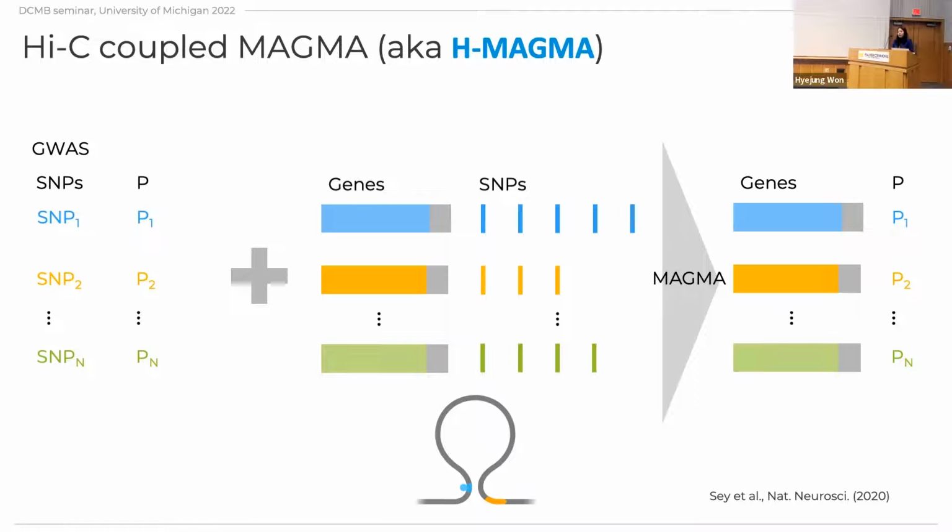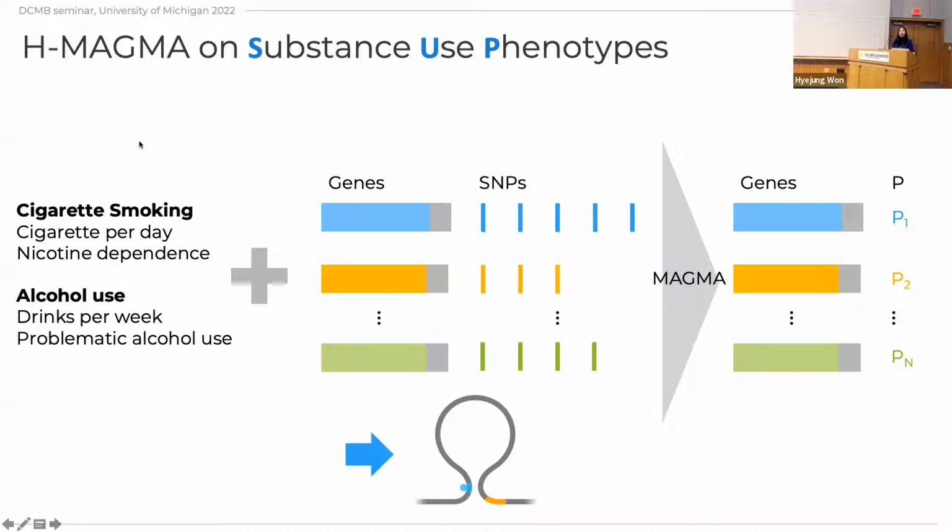Using this schematic, we tried to leverage this framework on 4 GWAS that I mentioned earlier: 2 related to cigarette smoking, 1 for cigarette consumption and 1 for nicotine dependence, and another 2 GWAS for alcohol use traits, 1 for alcohol consumption and the other for alcohol use disorder. Then we tried to generate the gene lists that are associated with substance use phenotypes. However, there's still an open question, which is from which Hi-C data set shall we actually infer this gene-to-SNP level relationship matrix?